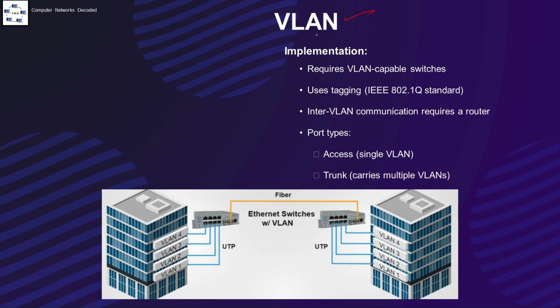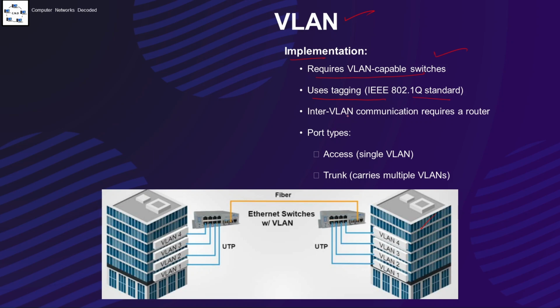So some other concepts about VLAN. For implementation, you need VLAN capable switches. The simple switches, or you can say the unmanaged switches, are plug and play, and they don't give the option of VLAN configuration. But the modern switches have the capability so that you can configure them for different VLANs. So the device must be capable of VLAN, and VLAN basically uses a tagging mechanism, that is, it uses the IEEE 802.1Q standard.